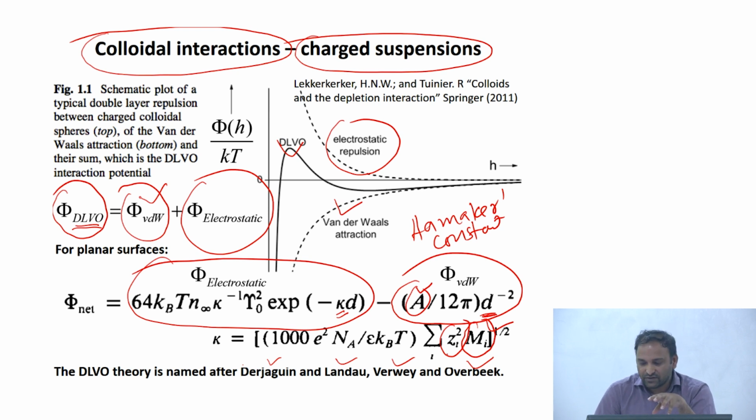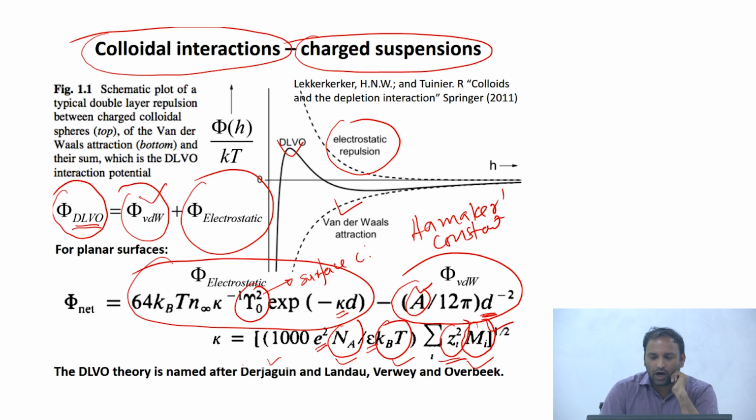So it depends on the valency of the ions that I'm working with, and of course it depends on the thermal energy kBT. It depends on the permittivity of the medium in which the particles are dispersed. Na is the Avogadro number, e is the elementary charge of the electron. Plus there's a term called capital gamma squared, which basically depends on the surface charge of the particle, whether the particle is highly charged or less charged.